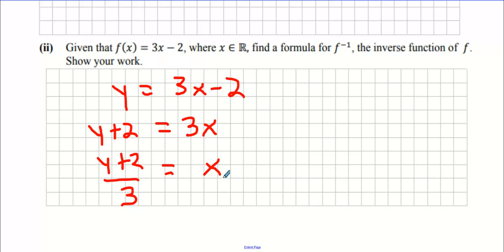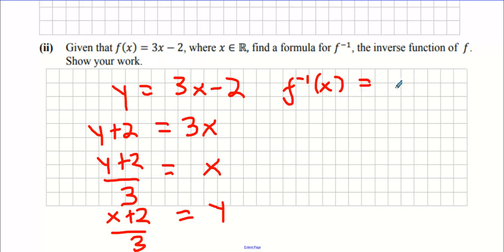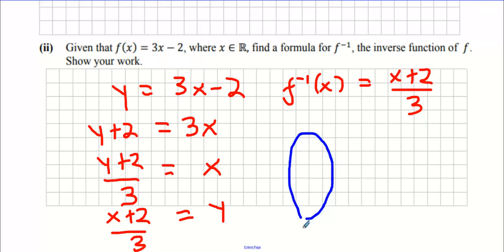Do what's called an interchange. Interchange x for y and y for x. And long story short, your inverse function is now going to be what? x plus 2 all over 3. Is there any way of checking this out? Do you want to make a quick checking way? There's a way of checking this out. Think of an input. Pick a small input.